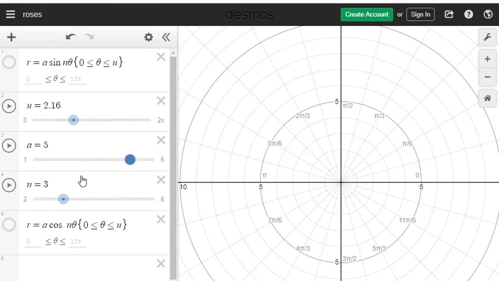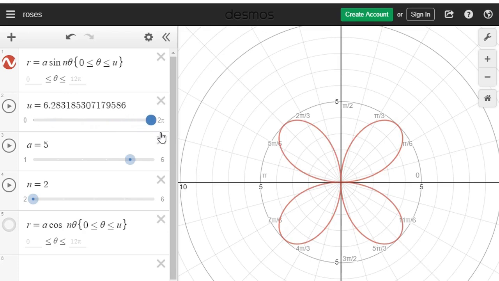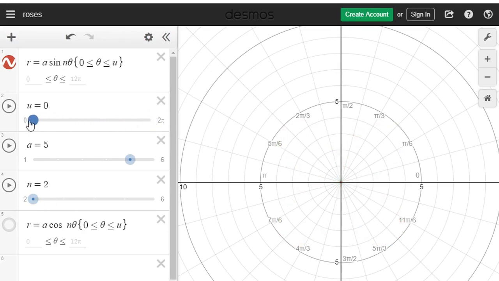Now let's go to sine. So 5 sine of 2 theta. It's going to start at 0 and work its way around. So notice again, n was 2, and there are 4 petals. This needed a full 2π in order to go all the way around. If I make this 4 sine of 3 theta, I have 3 petals, and again, it stops at π.